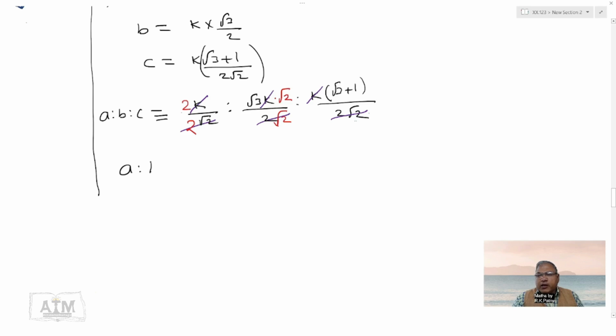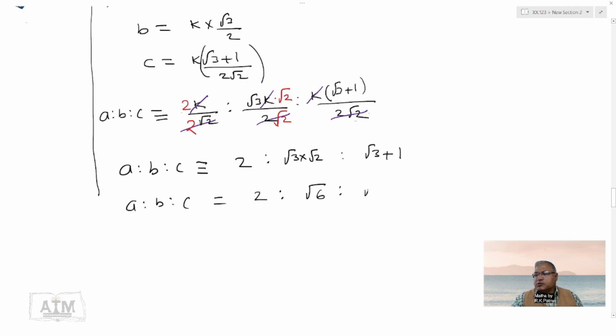Therefore, a is to b is to c equals, here is a 2, here is root 3 multiplied by root 2, here is root 3 plus 1. So a is to b is to c equals 2 is to root 6 is to root 3 plus 1. This is the required ratio of the sides of the given triangle.